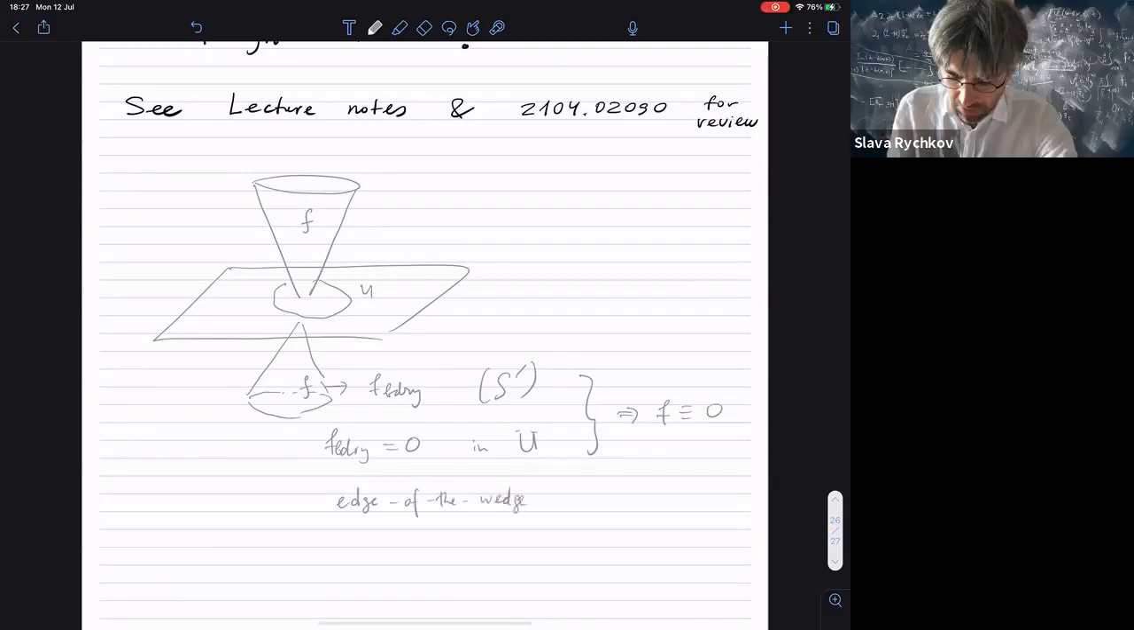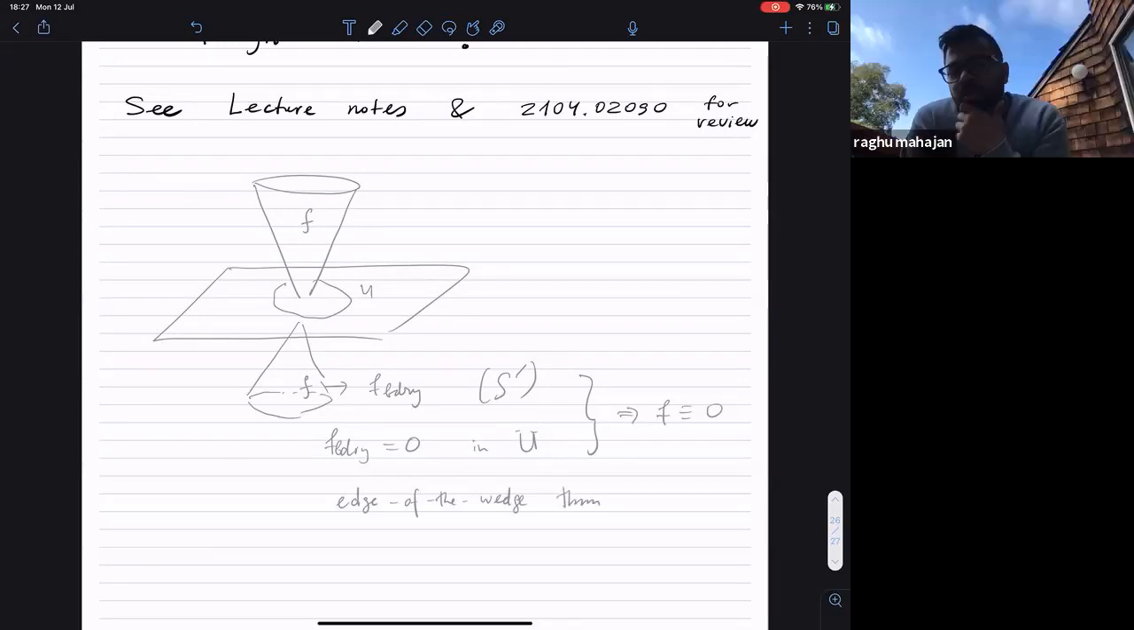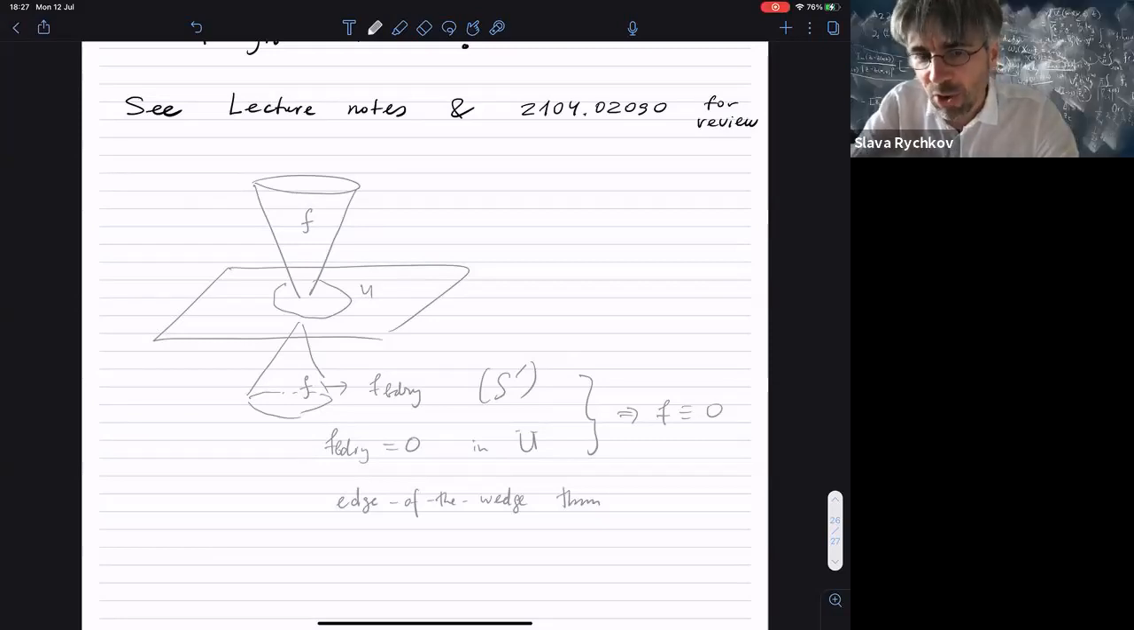Which tells you that this gluing is possible even for these distributional limits. So what you have shown is that even though initially you only knew that this limit exists in the sense of distributions, you actually have shown that this limit exists in the sense of analytic functions, and the boundary value is analytic and zero on the set U.